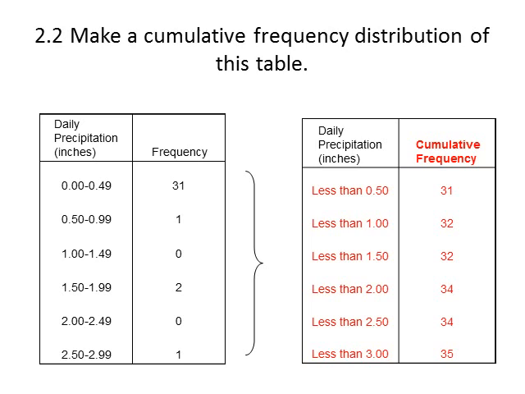So the very first number is 31. We start with 31 in our table. Then we add the next number in the list, which is 1. 31 and 1 is 32. Then we add the next number in the list, which is 0. So we get 32 again. Then we add 2 to get 34. We add 0 to get 34 again. And then we add 1 to get 35.